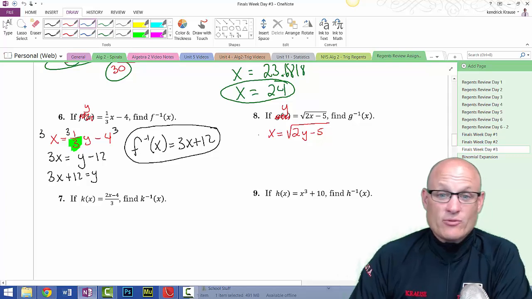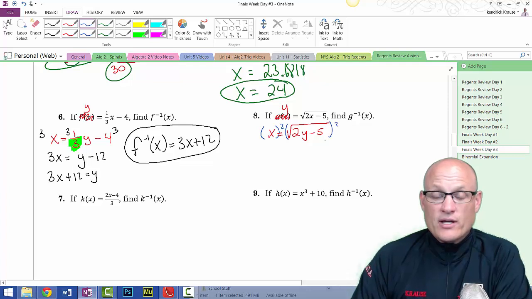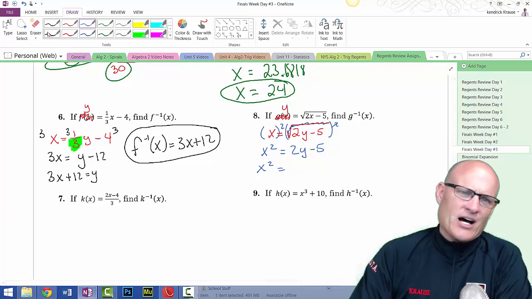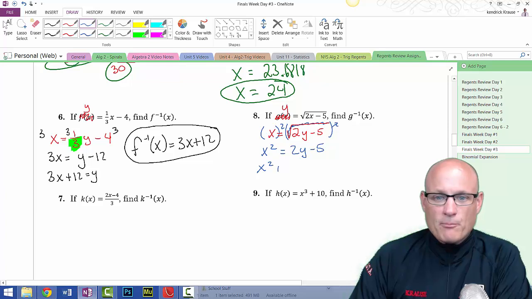The easiest way to get rid of a square root is to square both sides. Well, this just becomes x squared. And remember, a square and a square root say goodbye to each other. So this side just becomes 2y minus 5. I still need to get y by itself, so I'm going to bring the 5 over, so I get x squared is equal to, ooh, what in the, that's all, folks. x squared plus 5, I'm going to bring that over, is equal to 2y. And now I'm going to divide by 2.